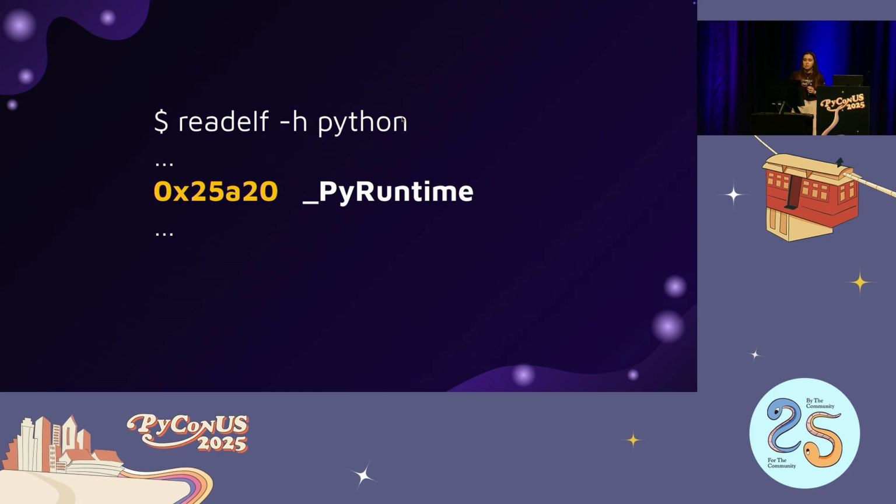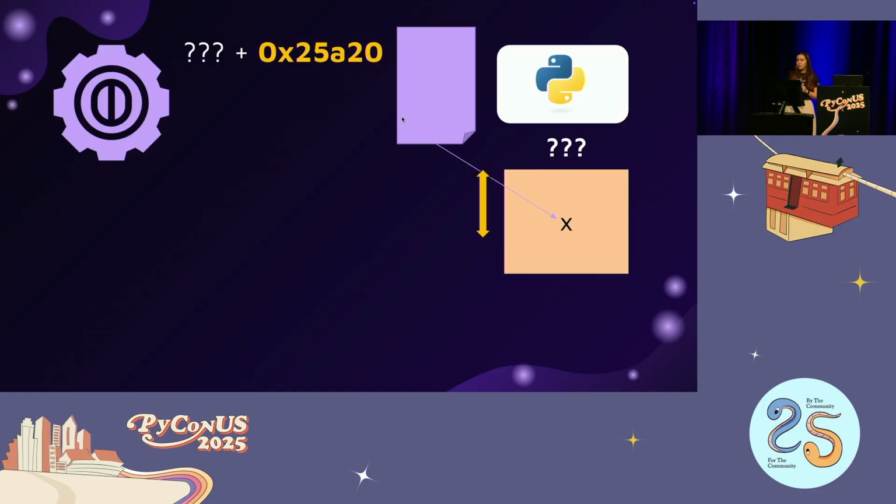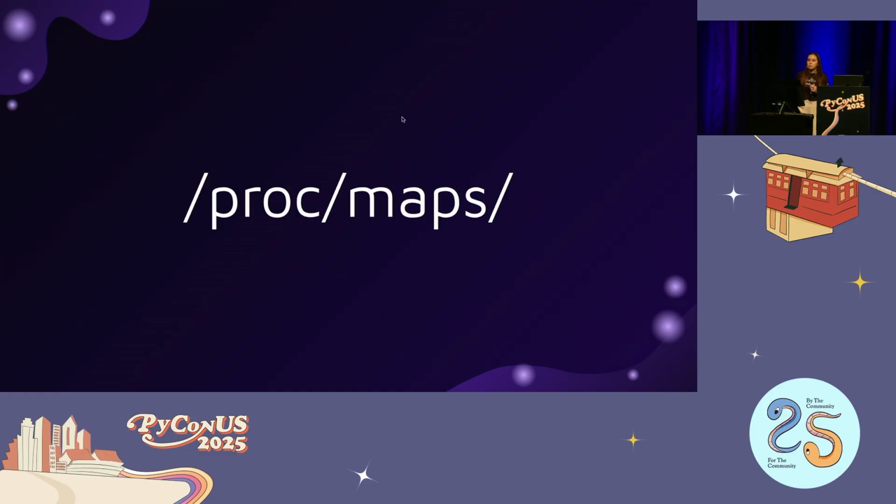Once we have the offset, which is just the relative position to the start of the binary, the offset is not enough. We need to figure out where the binary is loaded. For that, in Linux, we're using something called procmaps. It's a file provided by the kernel that gives you a memory mapping of the given process.